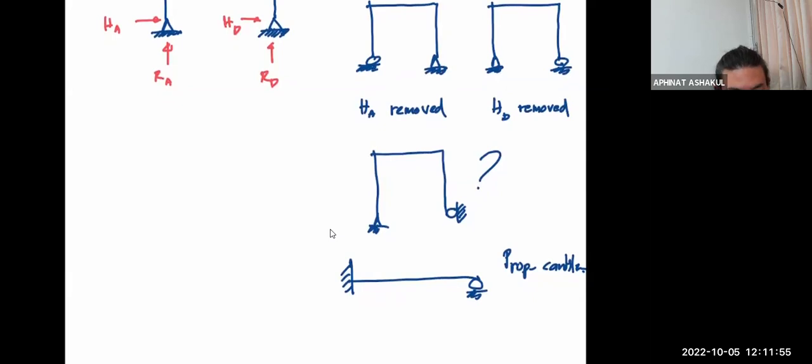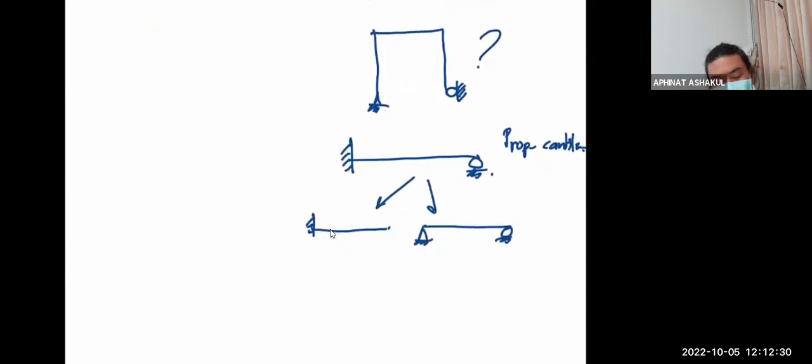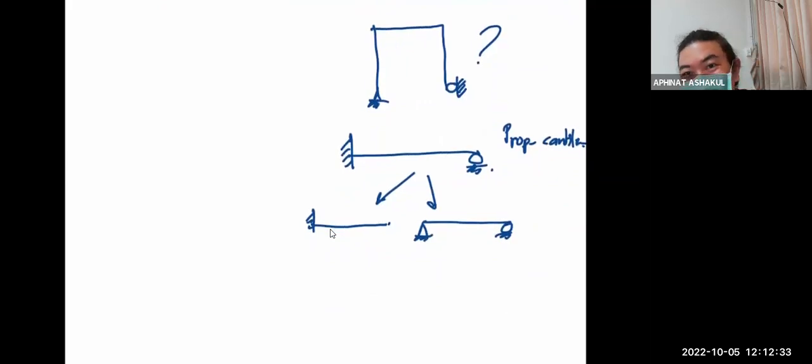Instead, I think the easiest way to remove the redundant is to remove the roller, because you have a cantilever beam, and the calculation of displacement in cantilever beam is very easy, to say the least. But you can go like this, okay? You can remove the moment, yes, like that. Remove the moment to have a simple beam. It's okay. But some would be, yeah, let's remove the reaction.